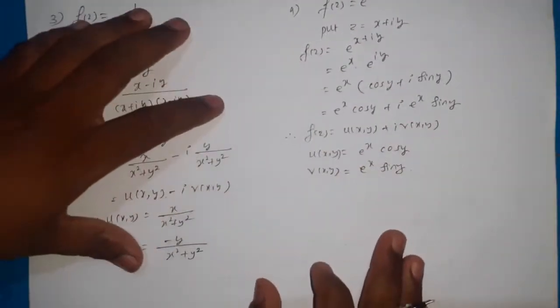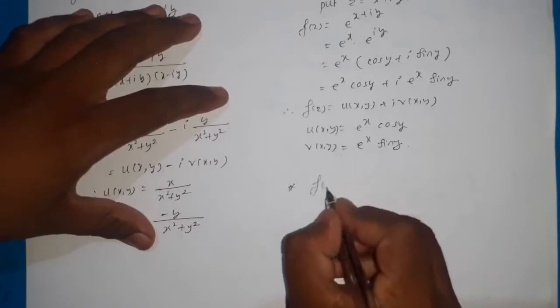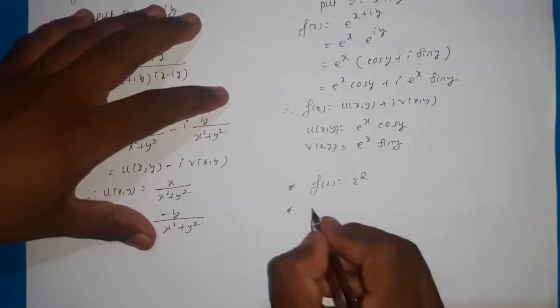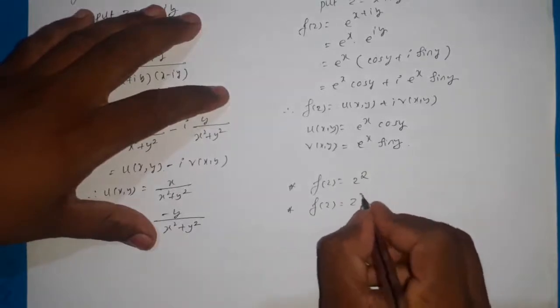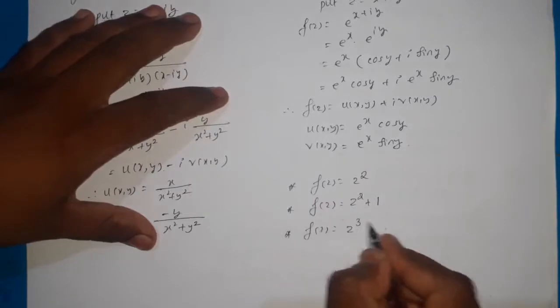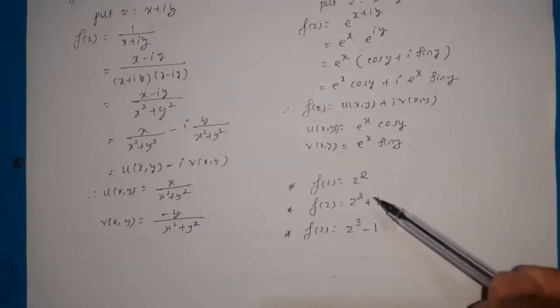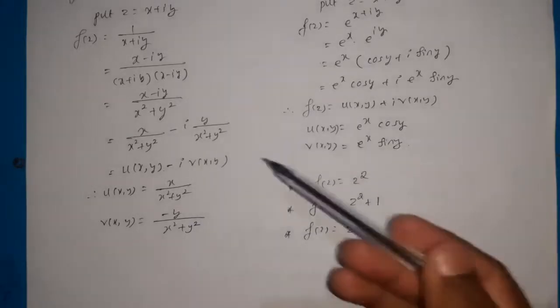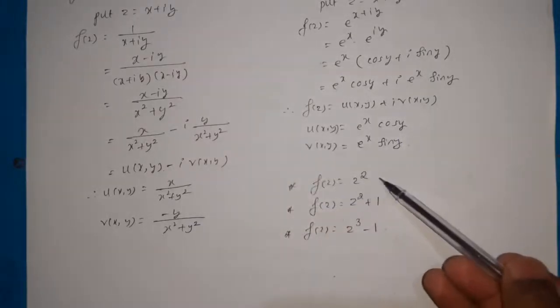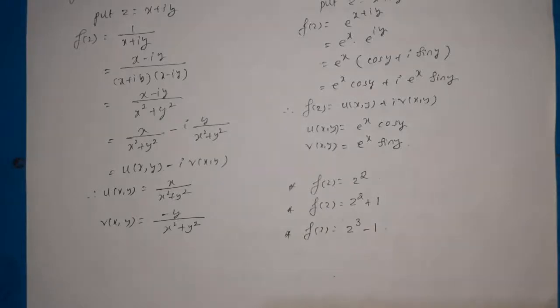By referring to these examples, express the functions f of z equal to z square, f of z equal to z square plus 1, and f of z equal to z cube minus 1 as real and imaginary parts, meaning u of x comma y and v of x comma y. Try these three examples by referring to these four examples which have already been solved.